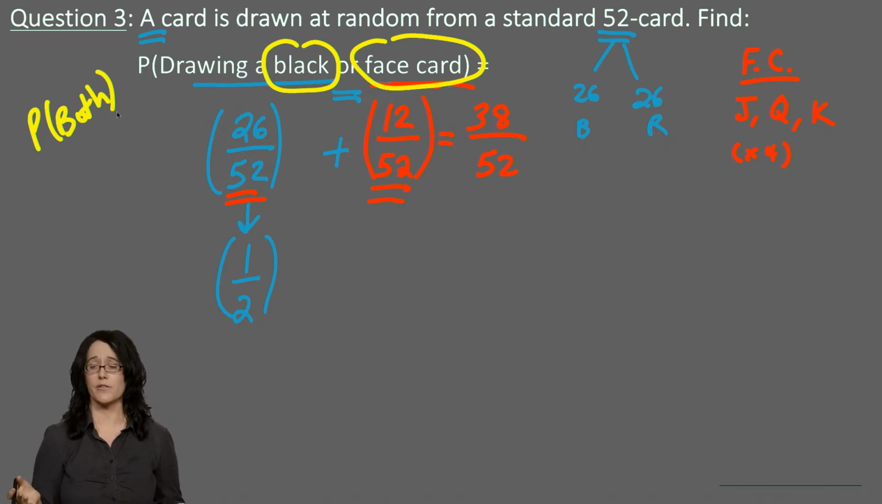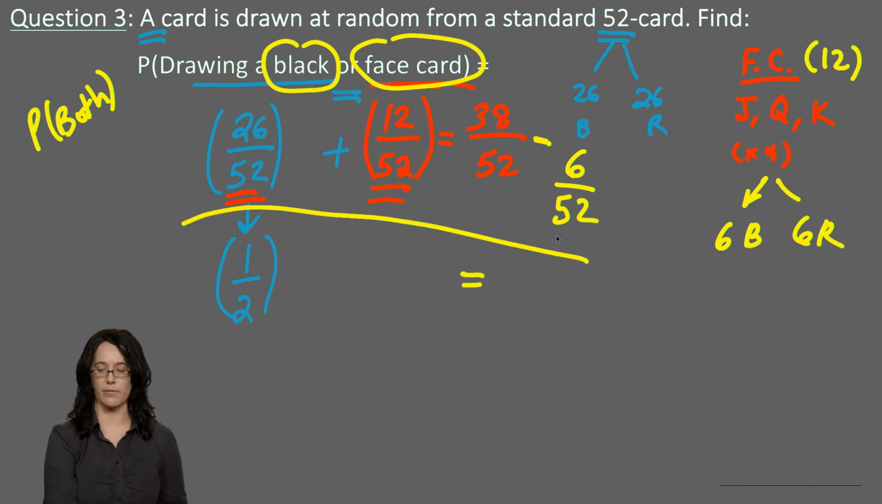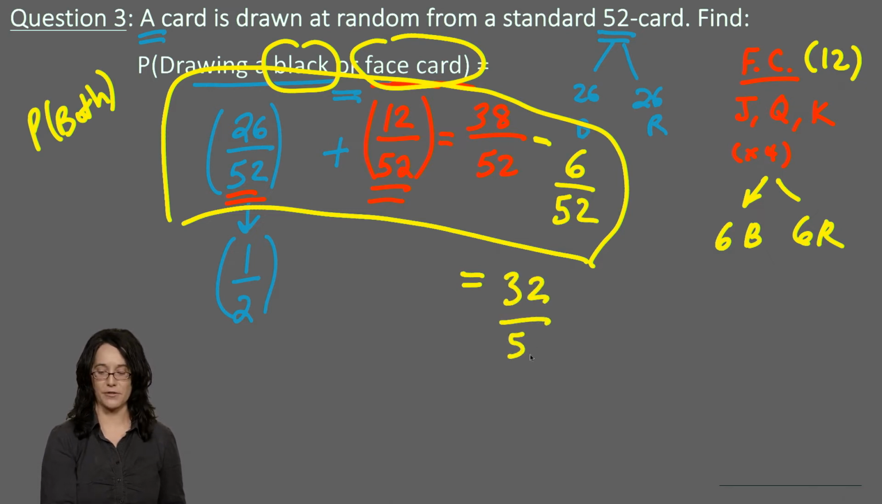How many of your face cards, for example, would be black, and how many would be red? Wouldn't half of them be black and half be red, right? So of these 12 face cards, you would have 6 which are black, and 6 which are red, okay? So we need to subtract here. So subtract the 6 out of 52 probability, and that would take care of the overlap, meaning our final answer should end up being 32 out of 52.